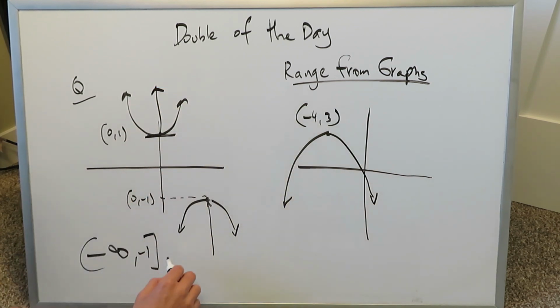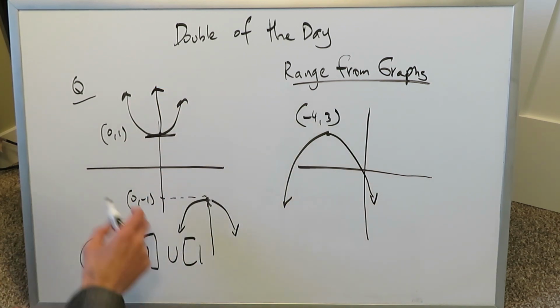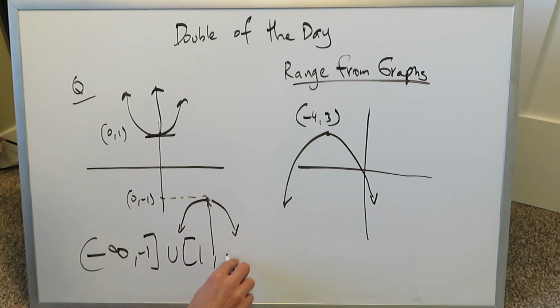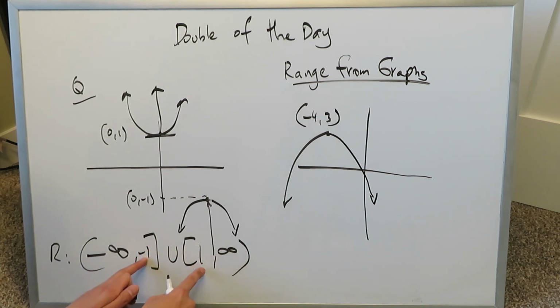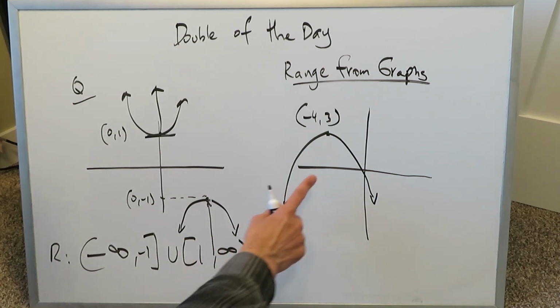This point right over here is what? It'll be 1, positive 1, square bracket, and going up to infinity, and this right here would be your range for this function we have over here. Minus infinity to minus 1 including minus 1, and then jumping up to 1 including 1 and going up to infinity. This question here is not too hard.